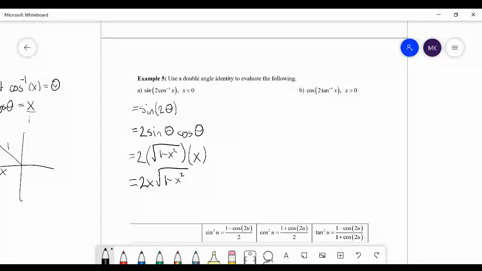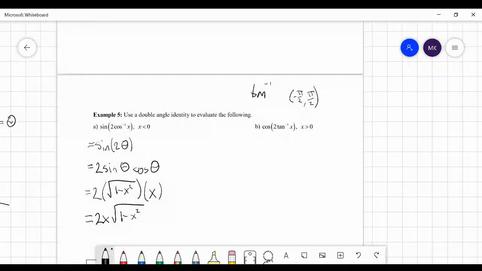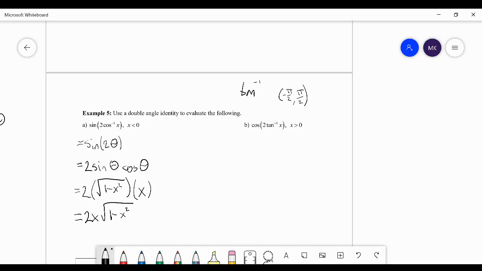Now, we're going to do an exactly similar thing with cosine of 2 tangent inverse of x, where x is greater than 0. So remember that inverse tangent is only applied from negative pi over 2 to pi over 2. That means this angle is going to be either in the fourth or first quadrant. Since x is greater than 0, we are going to be in the first quadrant.